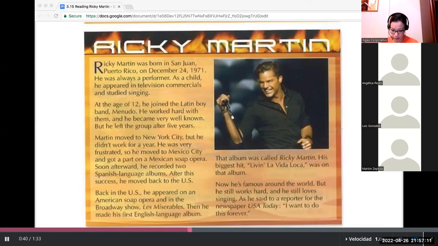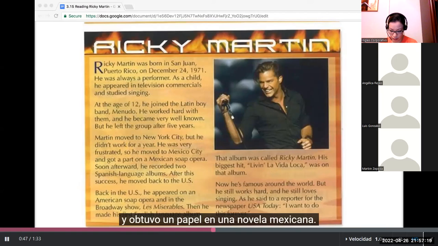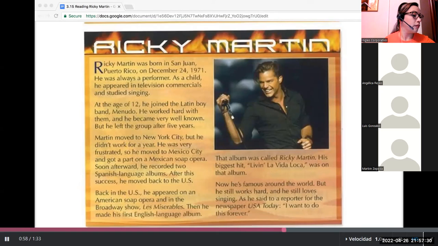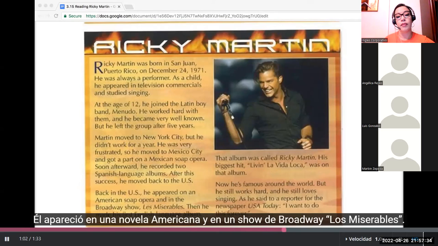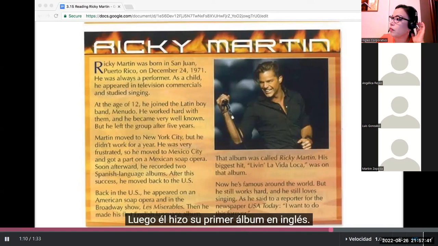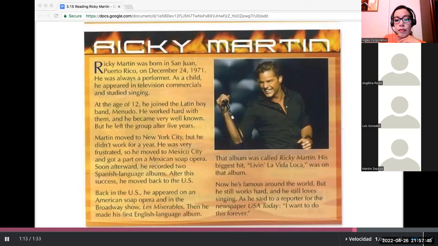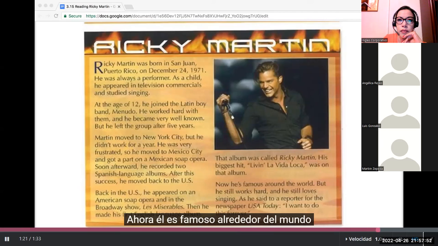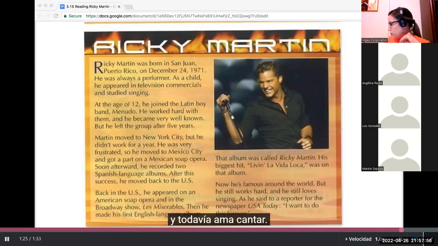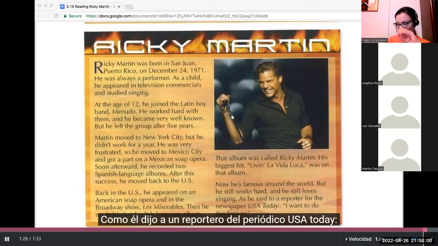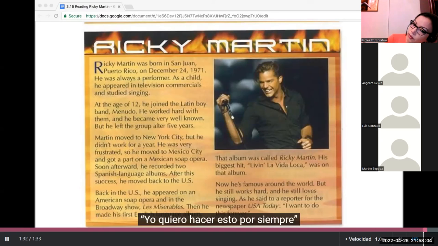Martin moved to New York City, but he didn't work for a year. He was very frustrated, so he moved to Mexico City and got a part on a Mexican soap opera. Soon afterward, he recorded 2 Spanish language albums. After this success, he moved back to the U.S. Back in the U.S., he appeared on an American soap opera and in the Broadway show Les Miserables. Then he made his first English language album. That album was called Ricky Martin. His biggest hit, Livin' La Vida Loca, was on that album. Now he's famous around the world, but he still works hard and he still loves singing. As he said to a reporter for the newspaper USA Today, "I want to do this forever."